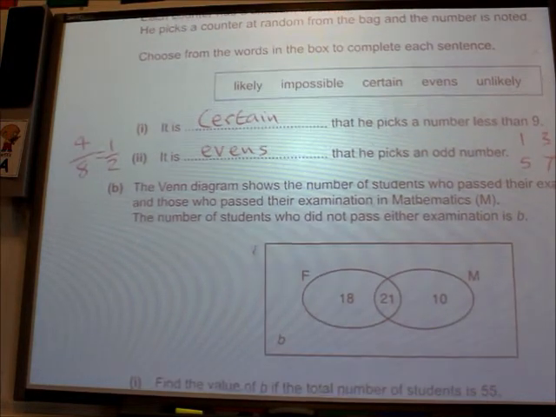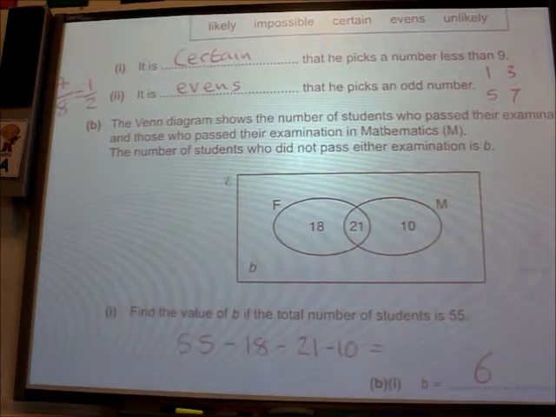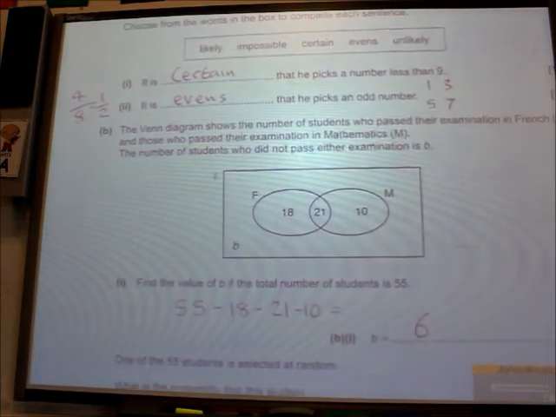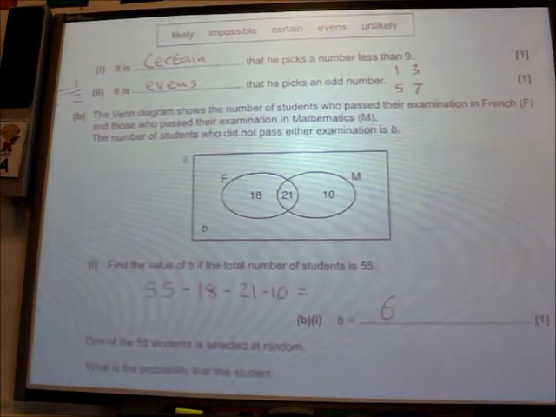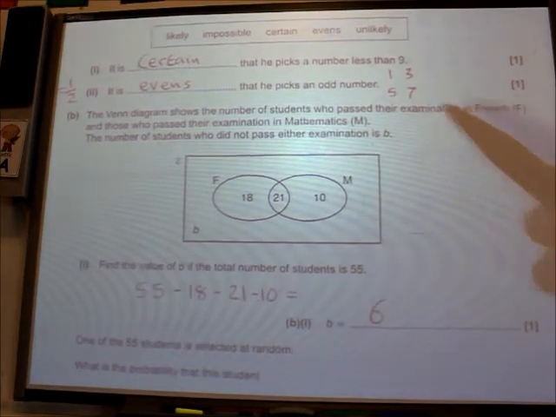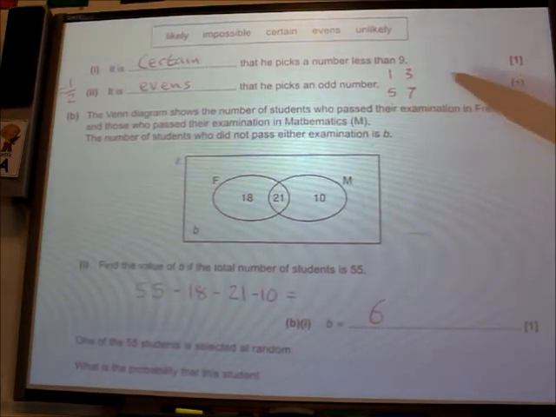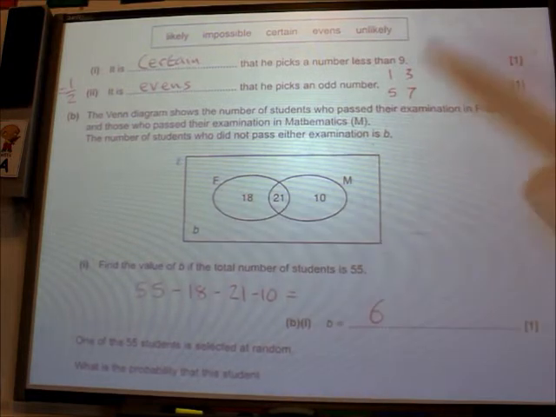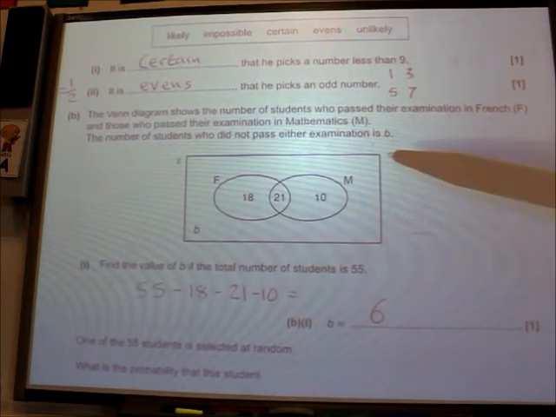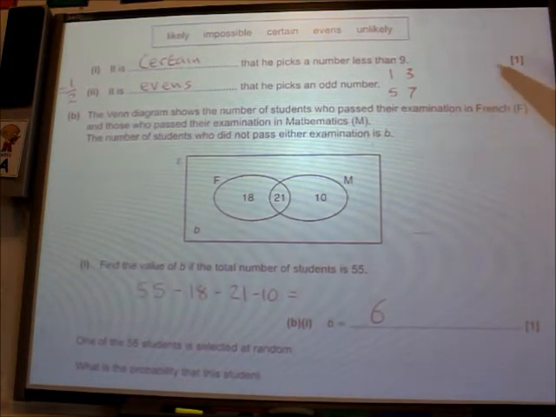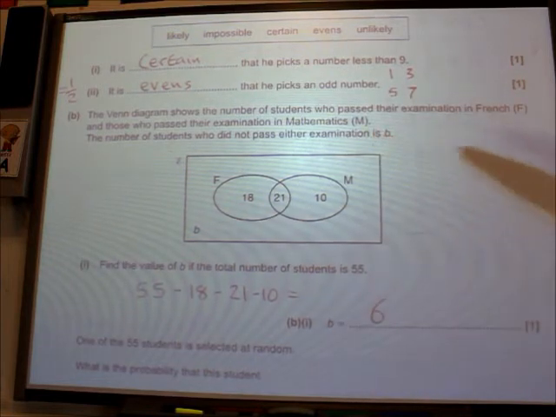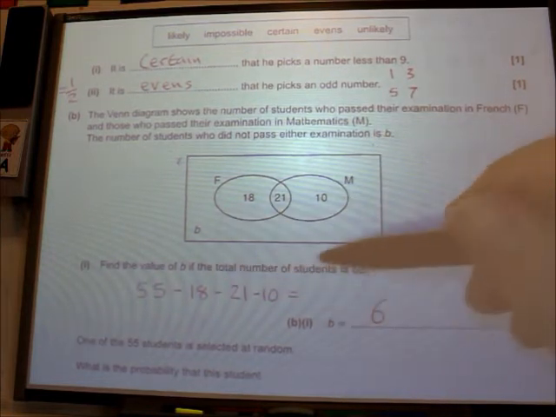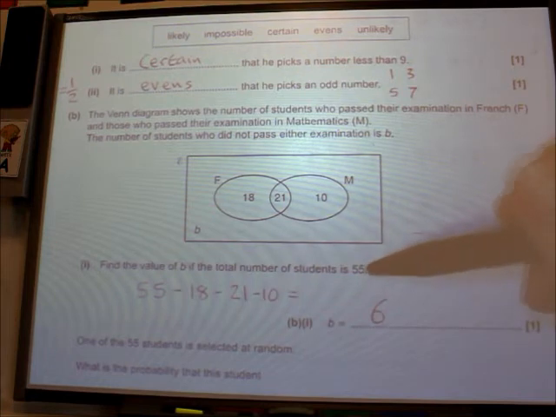Next one. Zoom out a little bit, my eyes are a bit funny. The Venn diagram shows a number of students who passed their examination in French, that's marked with the F, and those who passed it in maths, and the number of students who did not pass either is B. Okay, find the value of B. The total number of students is 55.